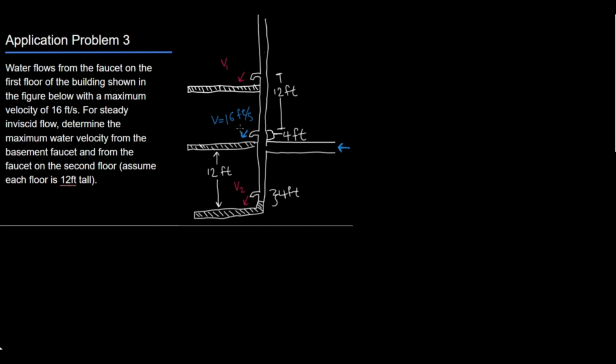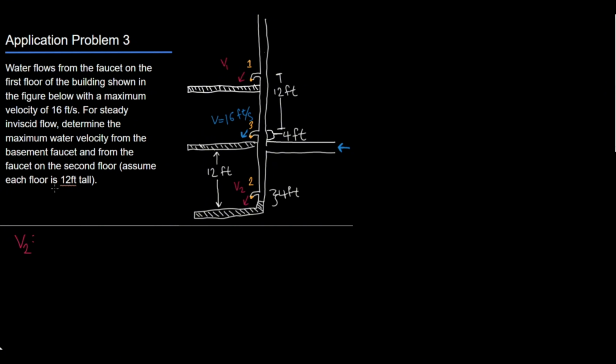So the points we're going to select, first of all, we're going to have a point right up here in the free stream, in the free jet. This will be point 1. We'll have point 2 down here in the basement, and then we're going to put point 3 in the known jet velocity. So the first thing we want to do is decide what we're solving for. And so I'm going to have us solve for v2 first of all, v2.